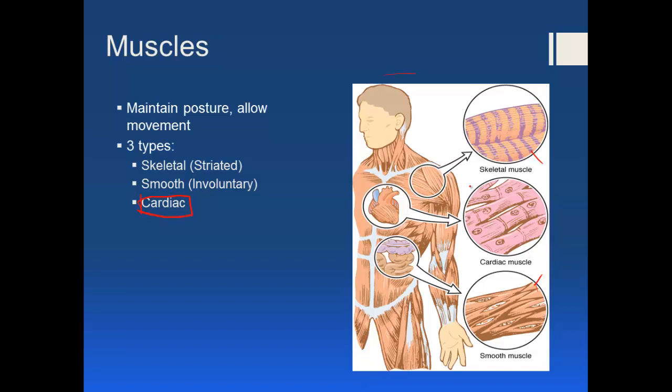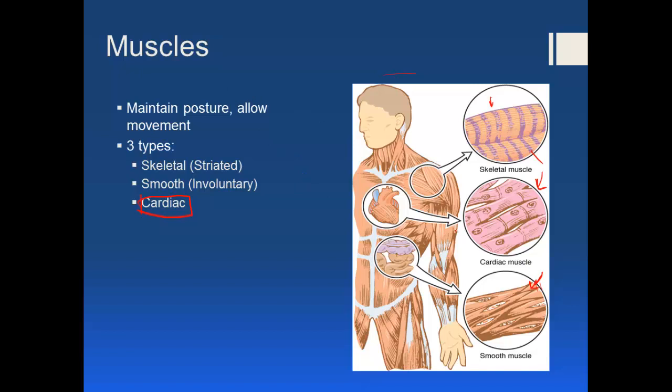So skeletal muscle is a striated muscle, so it looks like it has little stripes in it, and you can see that here. That's just the way the muscle is structured. Cardiac muscle is actually also striated, but we don't have any control over it, so we call it a third different type of muscle. Smooth muscle, however, is not striated, and it's something that we don't have any control over. It's an involuntary type muscle.